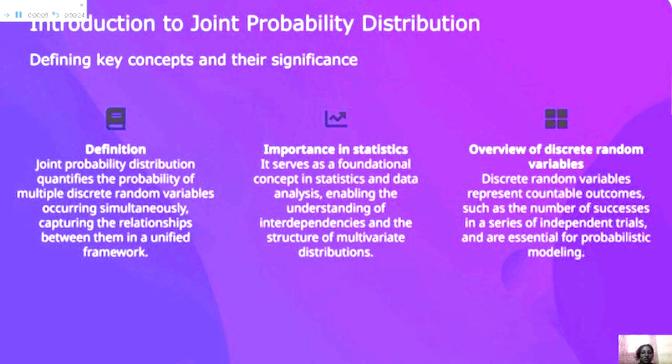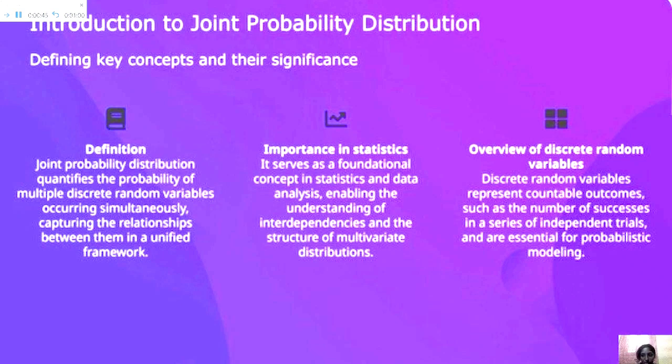Definition: joint probability distribution quantifies the probability of multiple discrete random variables occurring simultaneously, capturing the relationships between them in a unified framework. Importance in statistics: it serves as a foundational concept in statistics and data analysis, enabling the understanding of independencies and the structure of multivariate distributions.